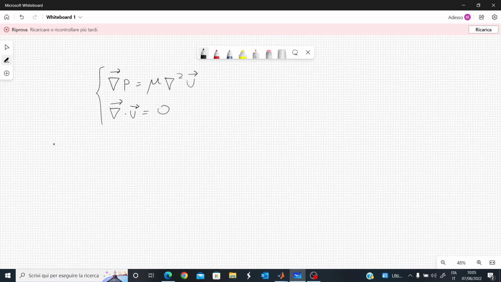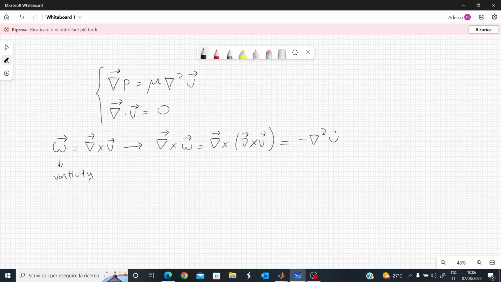Now we define another vector, omega, which is known as vorticity. So this is the vorticity, and it will be useful to solve the problem. So omega is equal to the curl of the velocity. This is a definition. You take this as a definition. And now let's consider the curl of omega. This is the curl of u, like this. Now we can show by using index notation that this is equal to minus del squared u. So it's minus the Laplacian of the velocity.